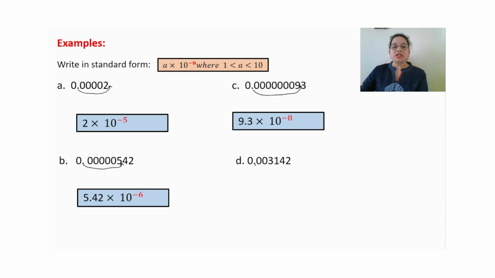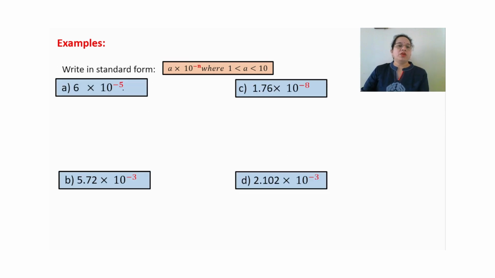Again we will shift this decimal between 3 and 1. So the number will be 3.142 into 10 raised to the power, 1, 2, 3 places we have shifted. So 10 raised to the power minus 3. This is the way we write standard form for very small numbers. In the same way, if it is given in standard form, you can write it in usual form. Actually, this should be usual form. So just do the correction. This should be usual form.